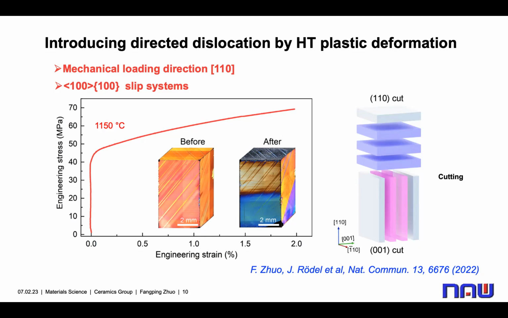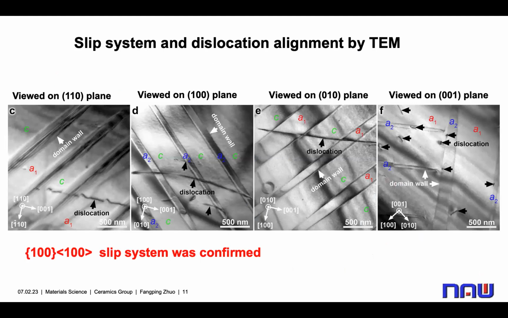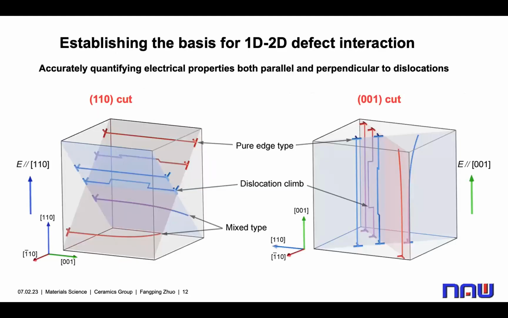So here we want to investigate the dislocation-based anisotropy. Therefore, we cut the sample along two different directions. For the upper part, we call it the 110 cut sample, perpendicular to the 110 direction. For the bottom part, we cut the sample parallel to the 110 direction. We call it the 001 cut sample. So our TEM results suggest that most likely the dislocations are parallel to the 001 direction, which confirms the activity of the 110 slip system. So the next step is to establish the base for the 1D, 2D defect interactions.